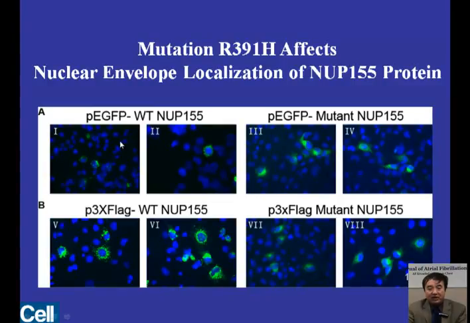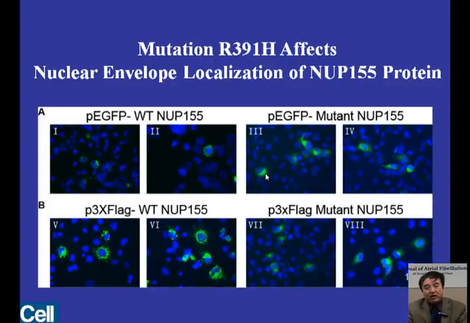In the wild-type case, we can see clearly that loop155 is localized on the nuclear membrane, and it has this kind of dot-like staining. This may be the nuclear pore complexes. However, the mutant loop155 is mostly localized in the cytoplasm, and the distribution is mostly smooth.